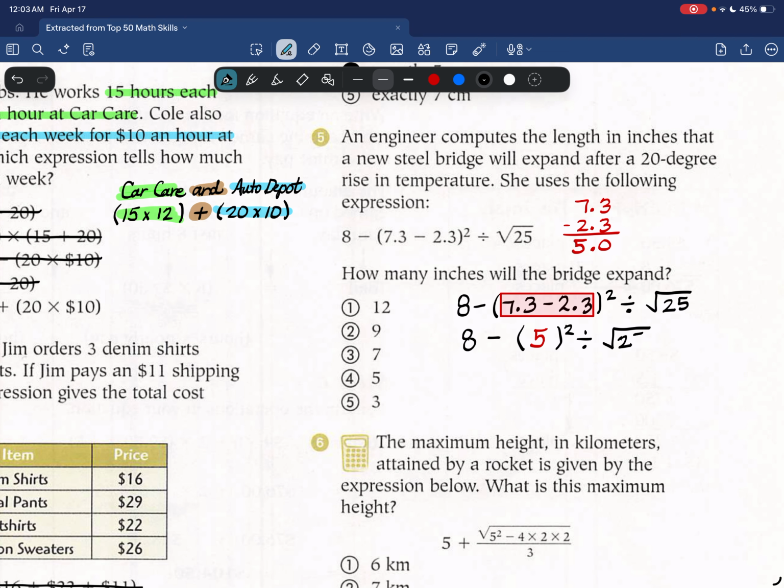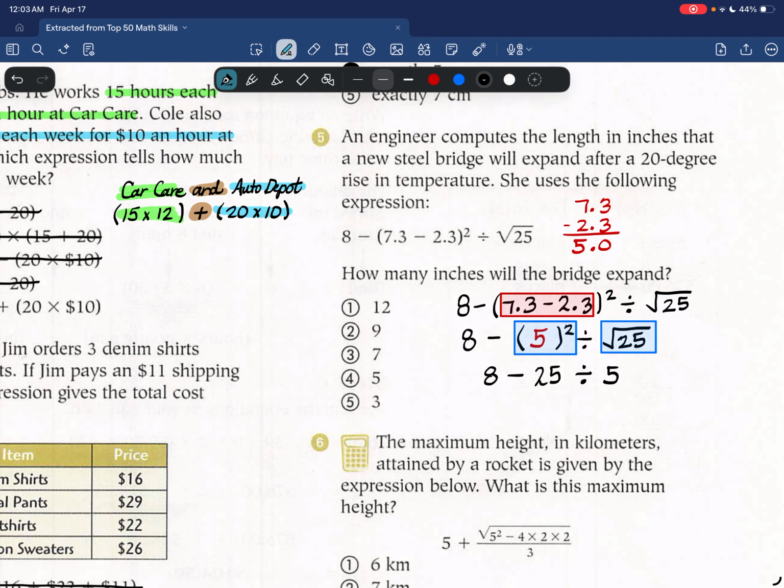And now we're ready for exponents and roots. So we have this one, and then we have this one. Those all get done on the same step. 5 to the second power, that's 5 times 5, or 25. And the square root of 25 is 5. And we copy everything else.